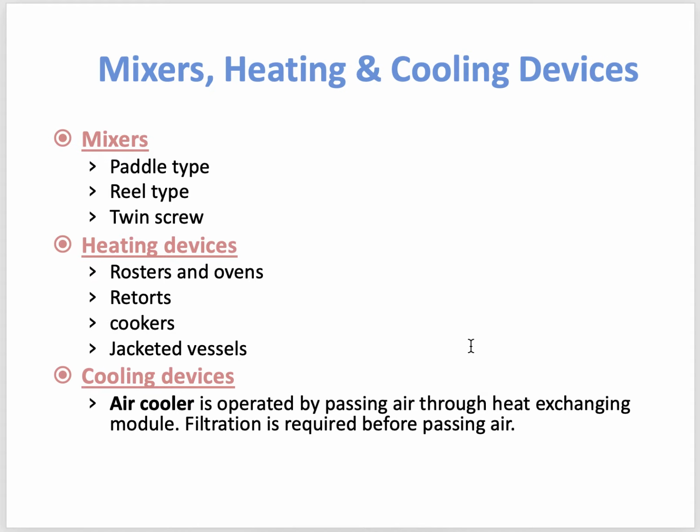Then, mixers, heating and cooling devices. Different types of mixers are used: paddle type, ribbon type, twin screw, and also different types of heating devices: roasters and ovens, retorts, cookers, jacketed vessels, etc. And cooling devices. An air cooler is operated by passing air through a heat exchanging module. Filtration is required before passing the air.